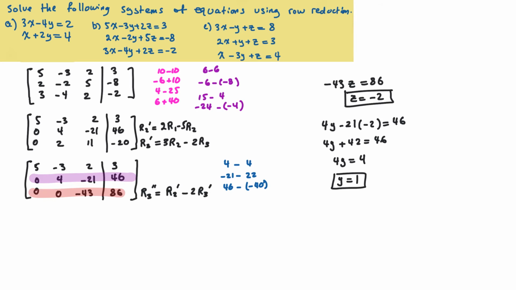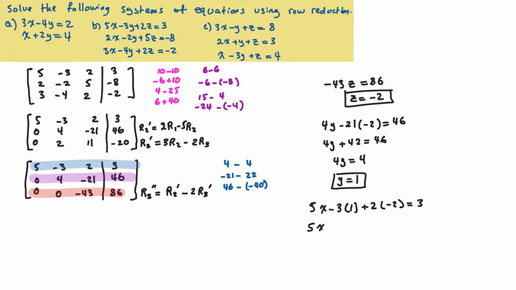Nice round numbers, this is beautiful. You may have situations where you don't have these nice round numbers, but in this case we do, so we'll take it. And we are going to use the first row now, and we are going to have 5 multiplied by x minus 3 times y. My y value was 1 from the previous step, and plus 2 times z, which is negative 2. That's going to equal 3.